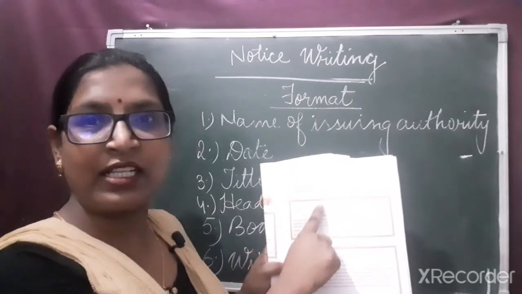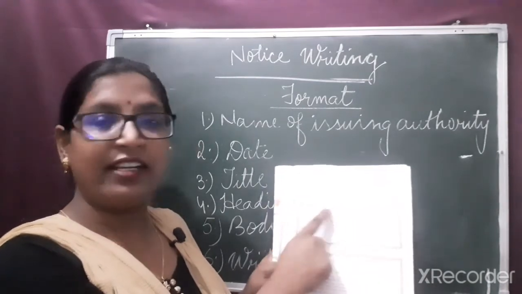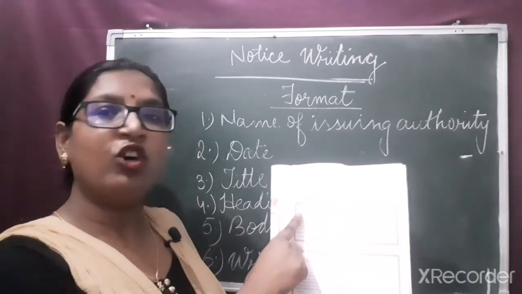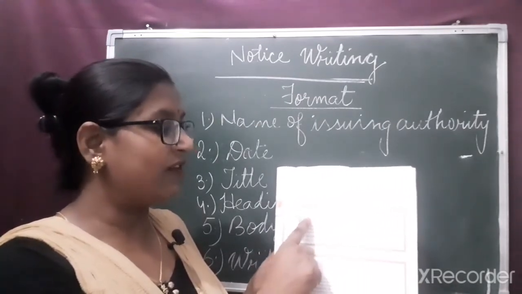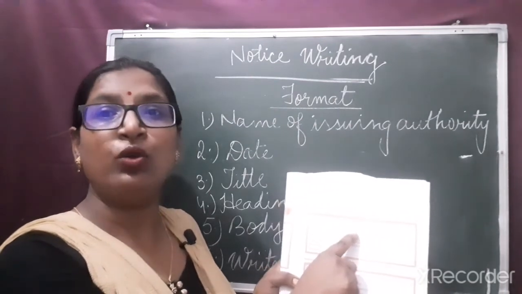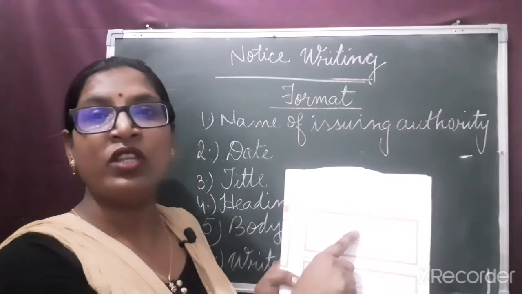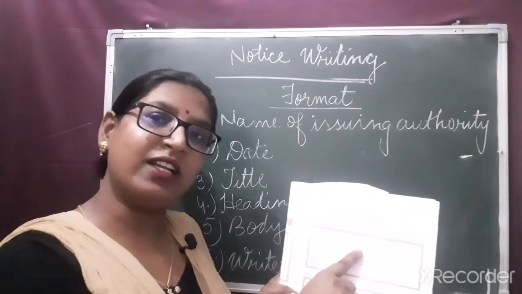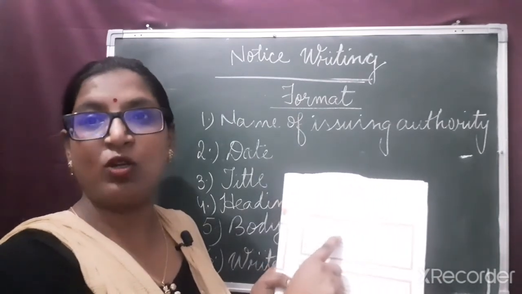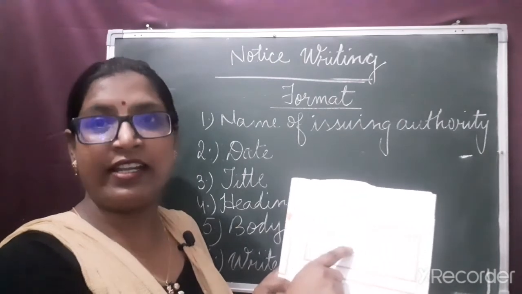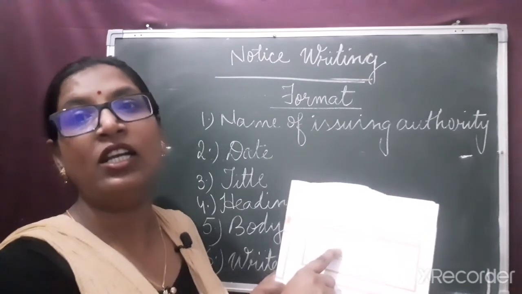Then on the top, in the center, there should be the name of the issuing authority. After that, at the left hand side of the box, you should mention the date on which you are writing the notice. After that comes the title. What is the title? Notice, N-O-T-I-C-E, is the title, and that should always be in the center of the box, as well as in capital letters. After the title comes your heading, about what you are going to write the notice. A relevant heading should be written, that also should be in the center of the box.